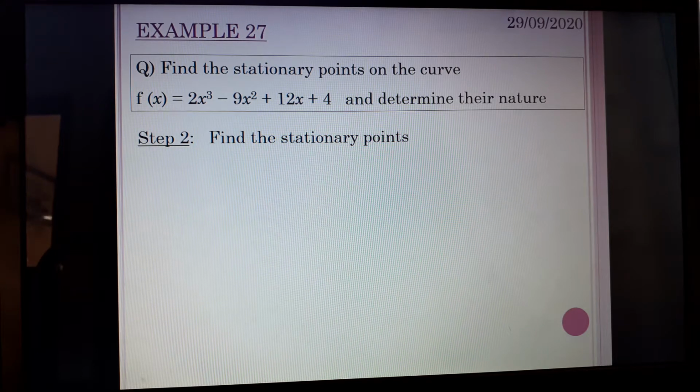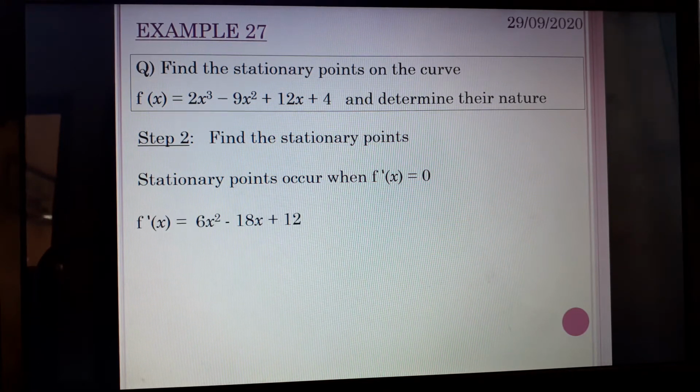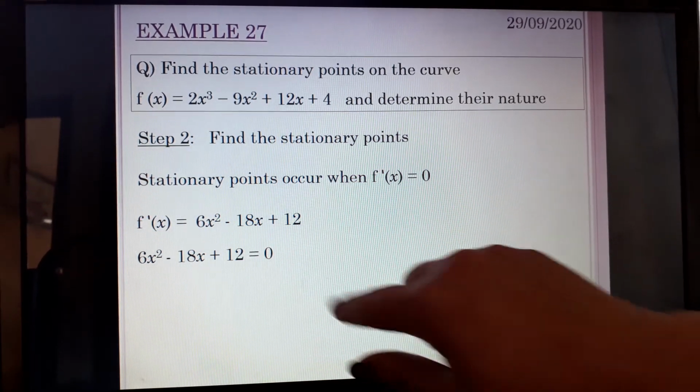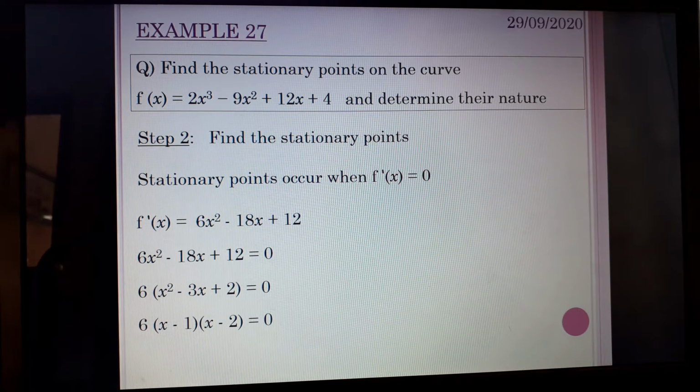Step 2, find the stationary points. Stationary points occur when f dash of x is equal to 0, because f dash of x is the same as the gradient. So we're now going to make our f dash of x function equal to 0. Please don't throw away marks by missing out the equal 0 part. Make it very clear at this point that you're making f dash of x equal to 0. Now we can take out a common factor of 6 and then factorise it. So we'll have an x and an x and a 2 and a 1. Just be careful of your order. So we have x minus 1 and x minus 2.